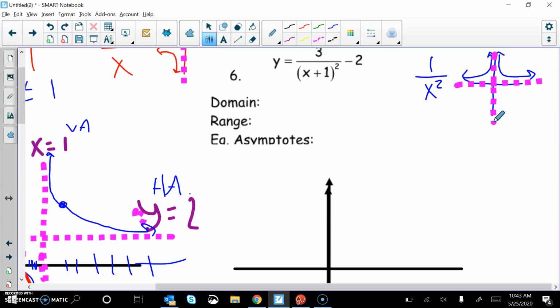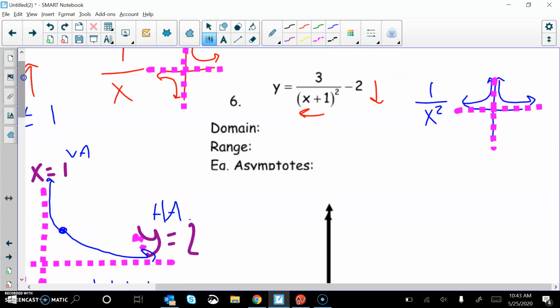So if we base it off of that, let's look at what we have here. Minus 2 is going to send it down. Plus 1 is going to send it left. Anything with the x is a horizontal transformation and has the opposite effect. The 3 is a vertical dilation of 3, so it's going to make these grow faster, as well as other slight changes on the graph.